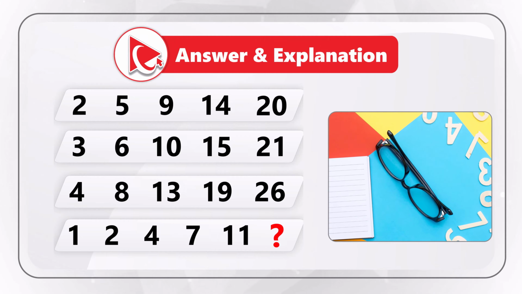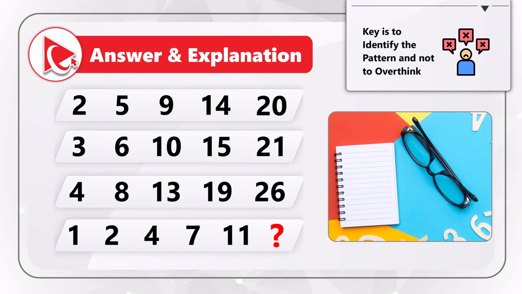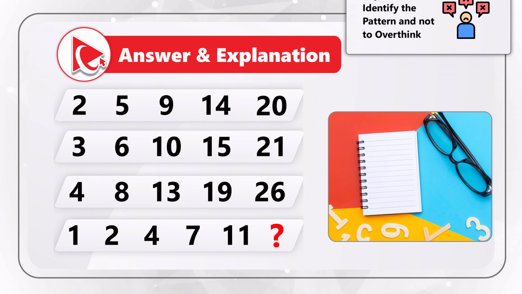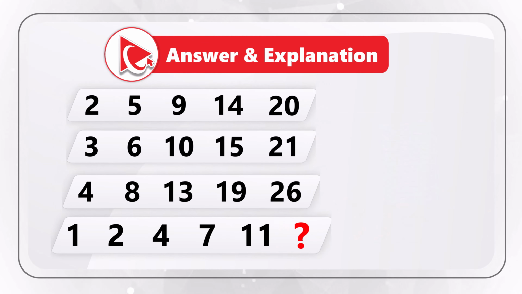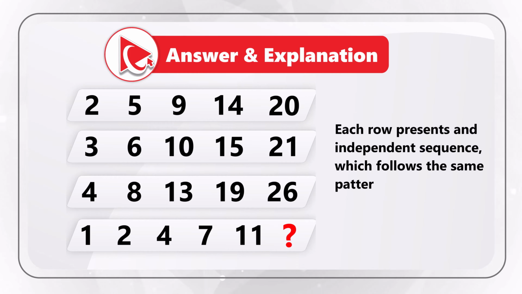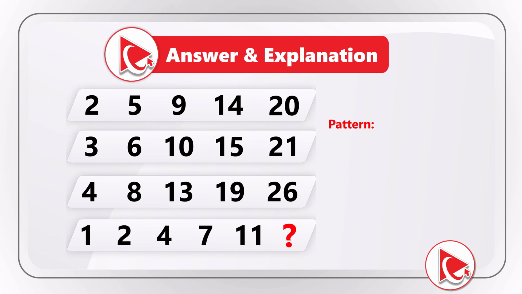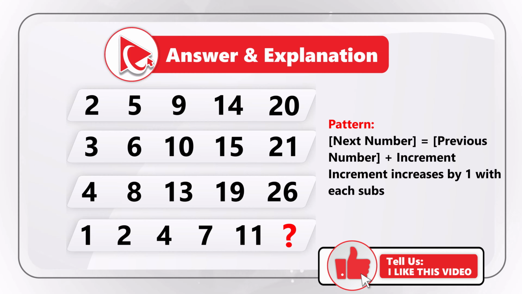The key to solve these types of challenges is obviously to identify the pattern and not to overthink it. If we look at the series of numbers, we have 4 independent rows, and each row represents an independent sequence which follows the same pattern. So what is the pattern? And the pattern here is rather simple. The next number is calculated as previous number plus the increment. The increment increases by 1 with each subsequent number.